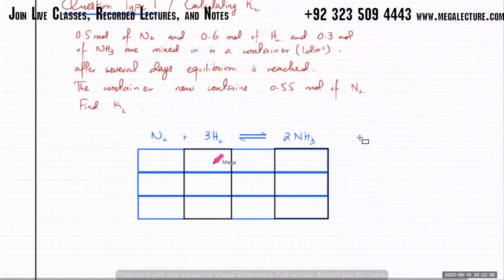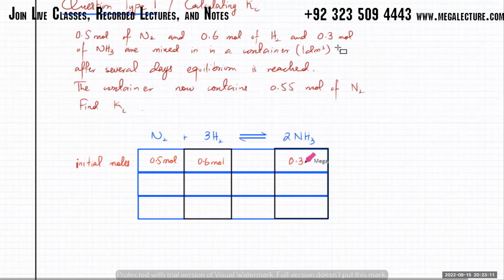Now, every time the first row will be your initial moles. That's the stuff that you've added initially, right at the beginning. So what were the things that you added into the container? You added 0.5 moles of N2. And you added 0.6 moles of H2 as well. Remember, right now the reaction has not started. You just added them up, you mixed them up. And you added 0.3 moles of NH3 as well.